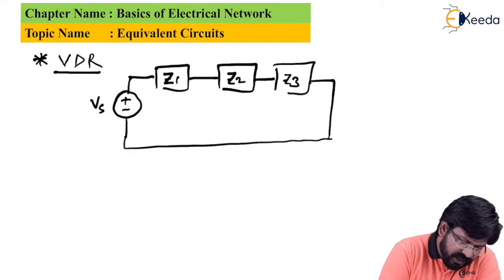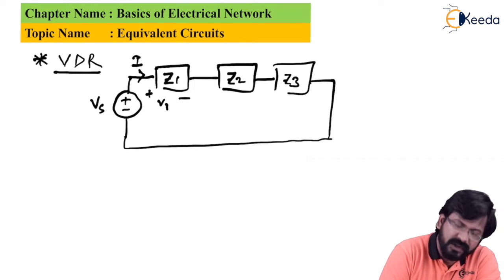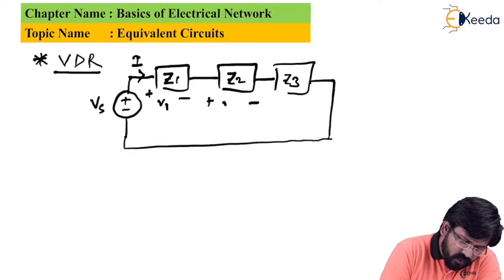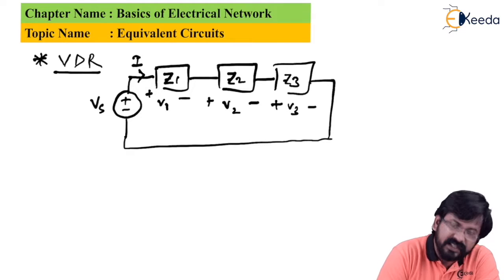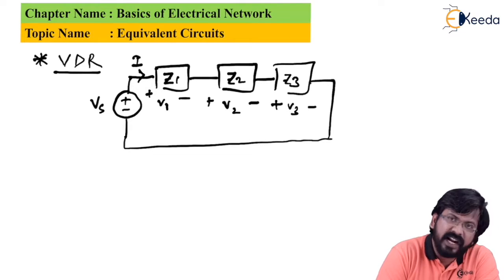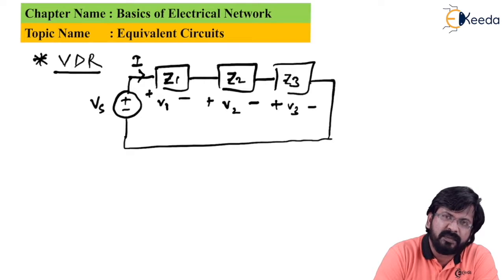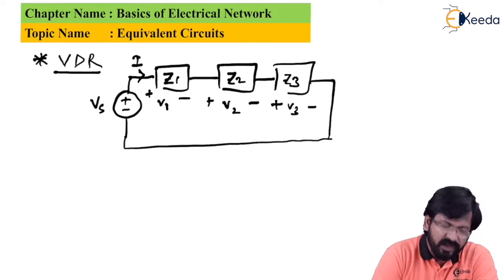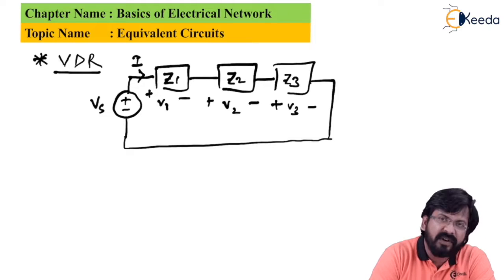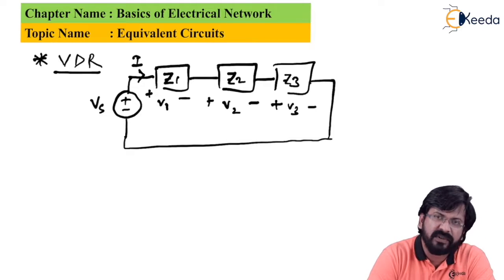Let us assume the supplied current is I, because of which there is a voltage drop V1 across Z1, voltage drop V2 across Z2 and voltage drop V3 across Z3. So we know the fact that the total supply voltage Vs will be the algebraic summation of V1 plus V2 plus V3. So really what the voltage division rule does is, it will help you to get these divided voltages, that is V1, V2 and V3.